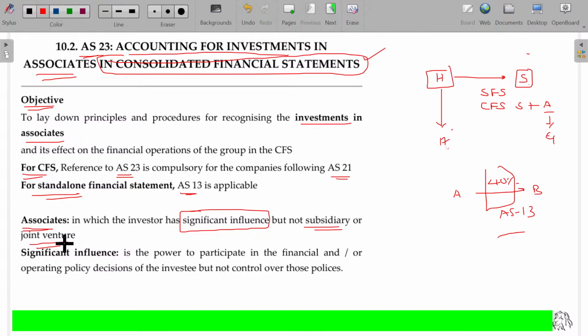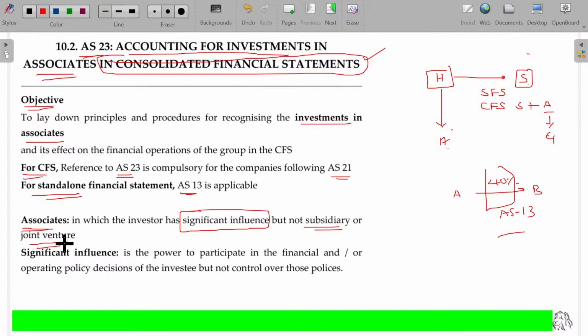To better understand, it is anywhere between 20 to 50. It's not necessary that it should be 20 to 50. Even a company with only 15% may have the power to represent in the voting, decision making, and criteria formation. For all these things, they can dominate. Then significant influence is there. But for simplicity, we will take the range 20 to 50.